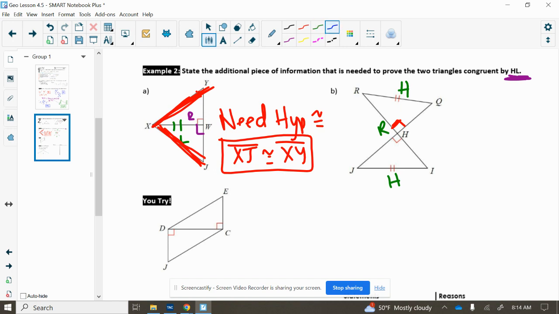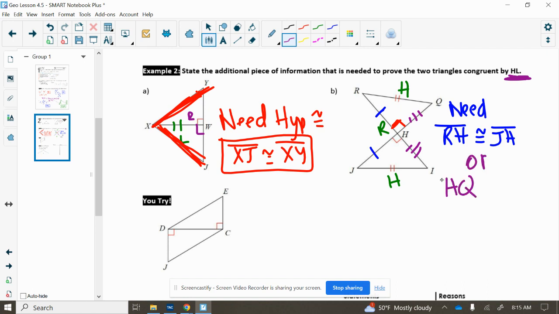So this time we actually have two choices. We need a pair of legs. So we either need option 1, which would be RH congruent to JH, that pair of legs, or we would need the other pair of legs congruent. So that would be HQ and HI. So this one actually is unique because there's two different sets of legs that we could need congruent. So this one has two possibilities.